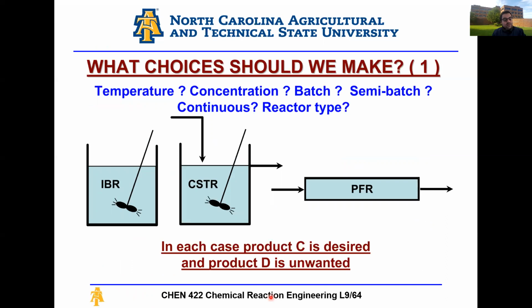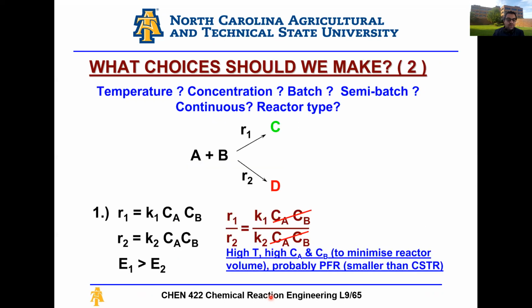Okay, and then, this was a big part of your second exam, and you should expect to see maybe a couple of multiple choice ones on the final. What choices should we make in terms of temperature, concentration, batch, semi-batch, continuous, all of this stuff? If I have A plus B going to C and D, a parallel system, and there is no effective concentration, however, E1 is greater than E2, you want to operate at high T, and at the same time, you want to operate at high concentrations, okay?